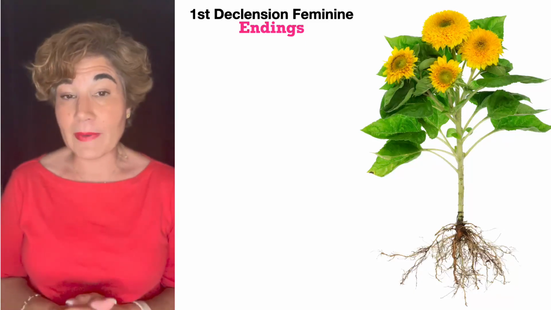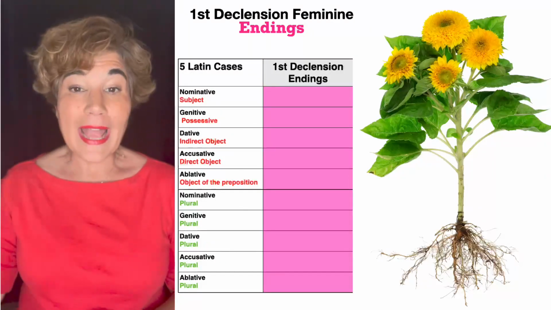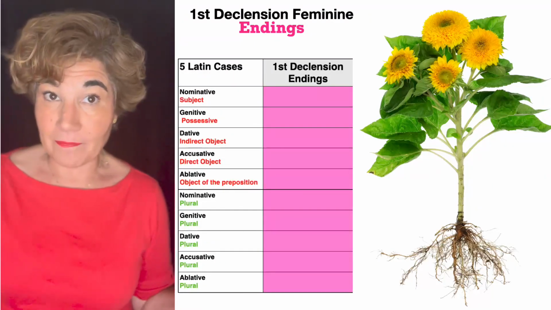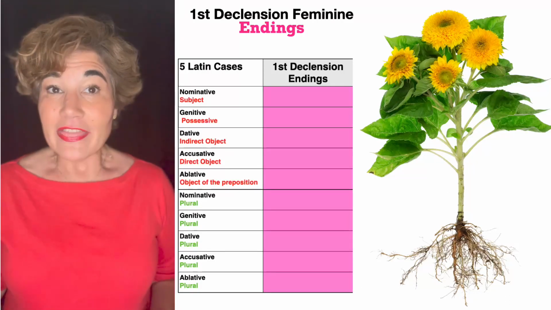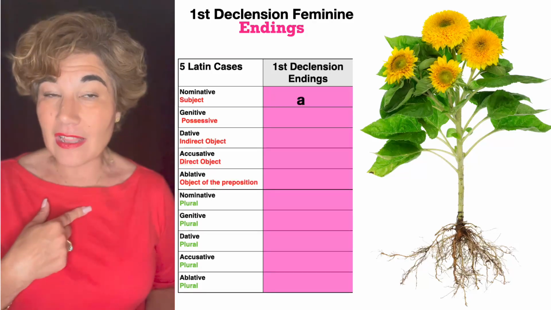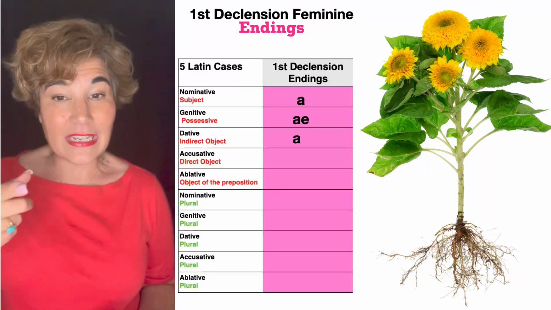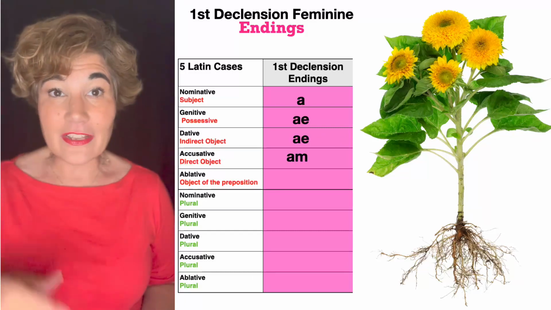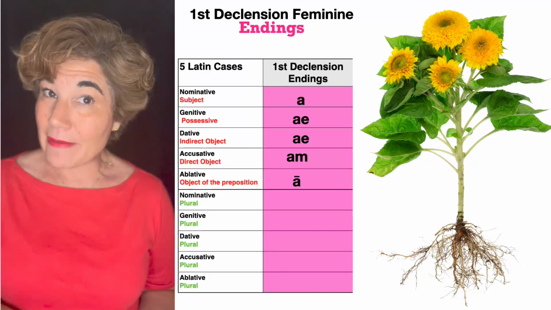Now, let's talk about the endings. These are first declension feminine endings. We're going to add them to our stem in a minute. And so my chart is pink to remind me it is feminine. The nominative subject is a, like Alexis. Genitive is ae. A-E together makes ae. Dative is ae. Accusative is am.